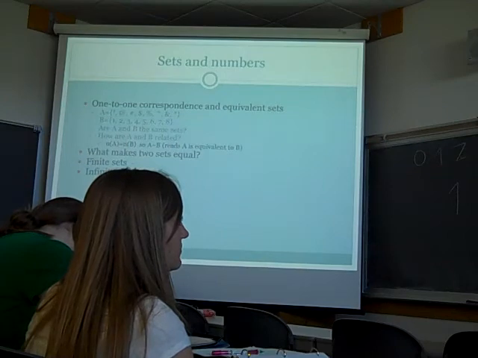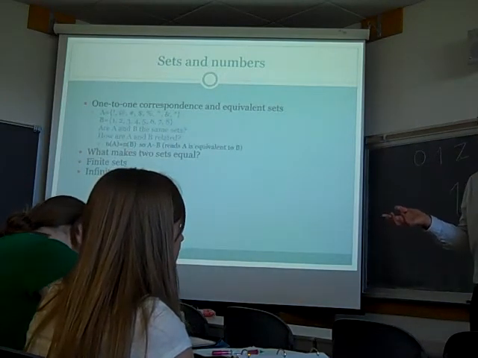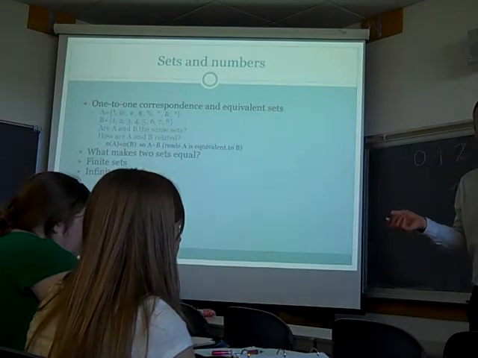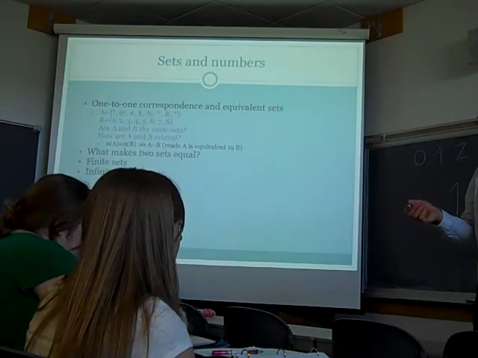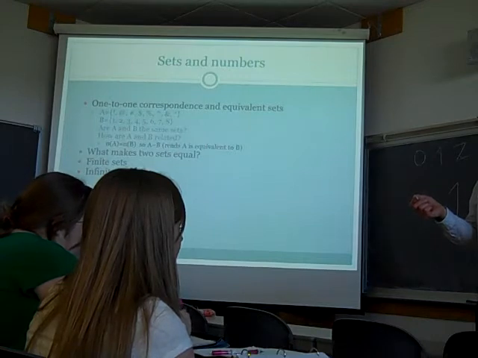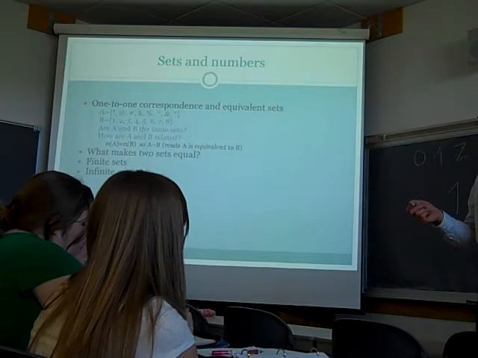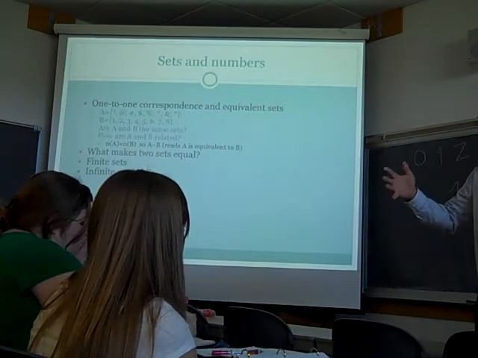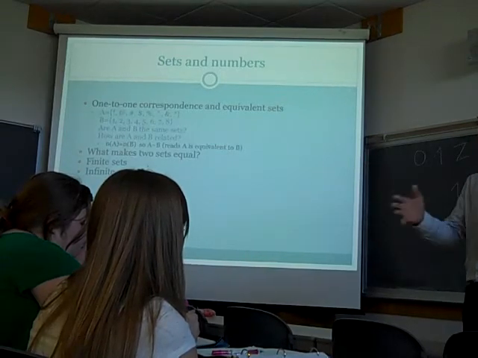If I have 2 finite sets, does everybody know what finite means? How do you define finite? The end. Like permanent. It's a definite, not changeable number of elements. They're countable, right? Countable. I can actually count them and it ends. Finite. Infinite means they go on forever.